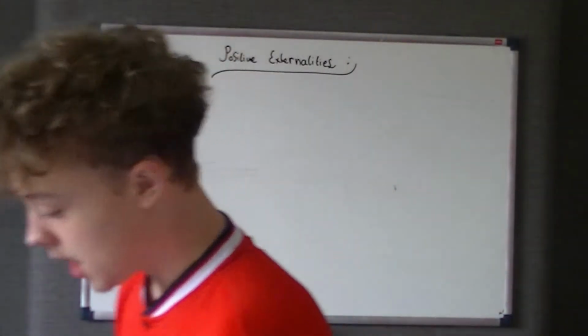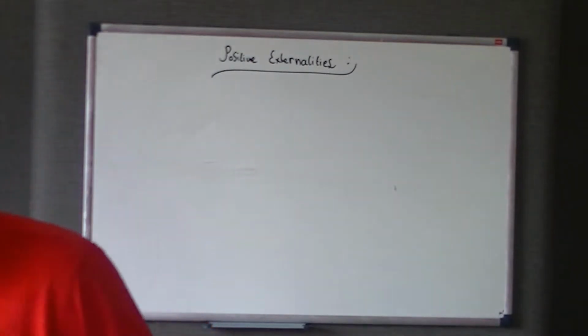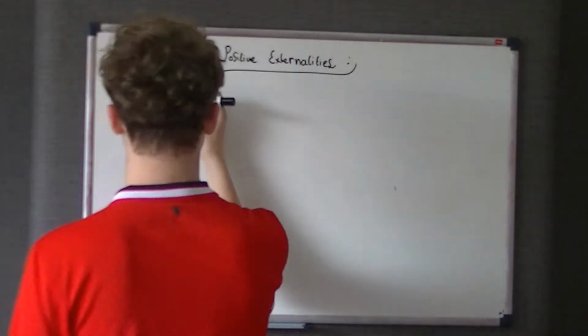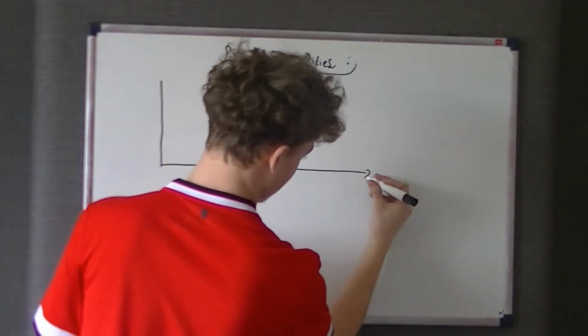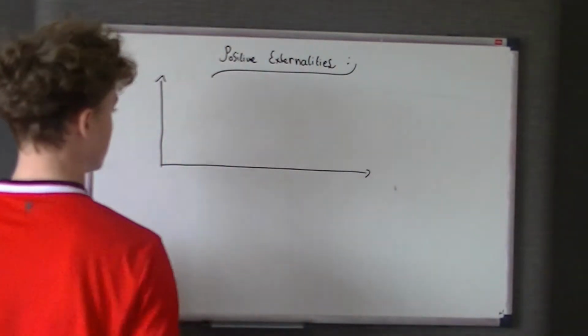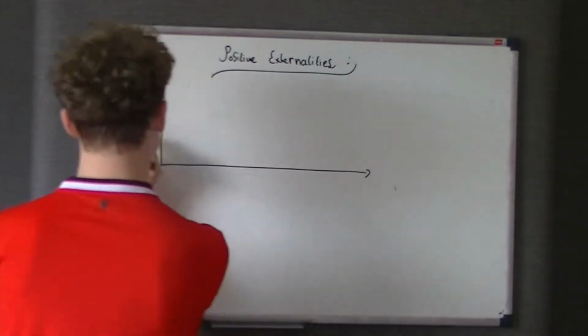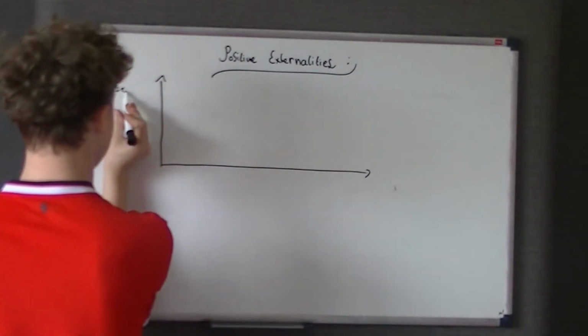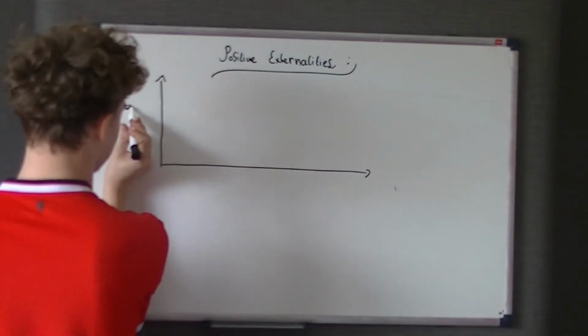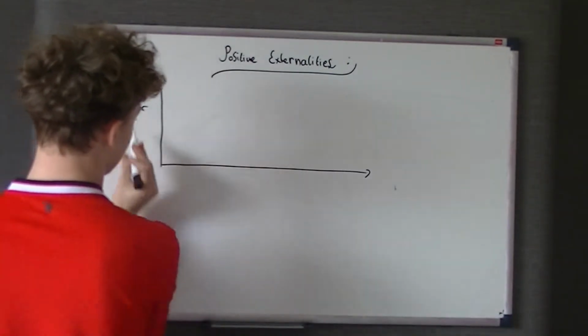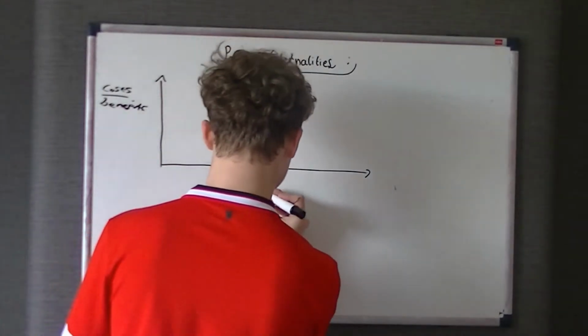Okay, so if we had our diagram for the negative externality, we have a diagram for a positive externality. Now, I'm going to draw that one for you. We have the same labels on the diagram, so costs/benefits. I'm going to be talking more about benefits really, and quantity demanded and supply.